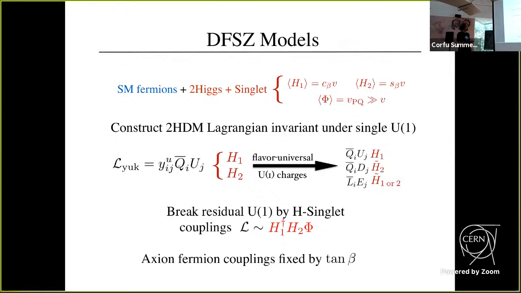But just to have a simple U(1) PQ, we need some other coupling of the Higgs doublets to the singlet. But what's important from my point of view is that in this setup, axion and fermion couplings are entirely fixed by tan beta, the ratio of the VEVs of the two Higgs doublets, which means that it's not that flexible in terms of playing with fermion couplings, which will be important for the stellar cooling anomaly.